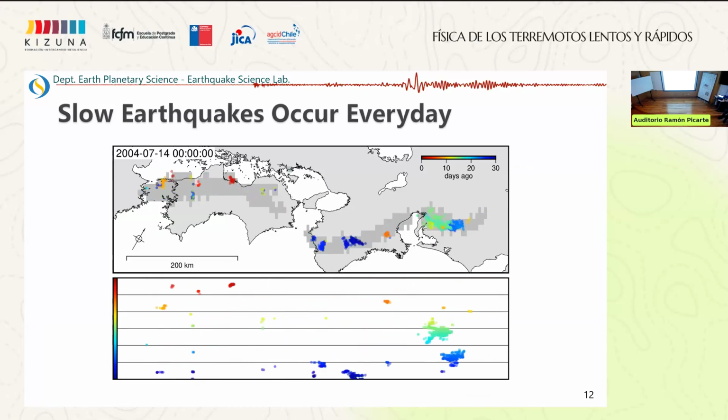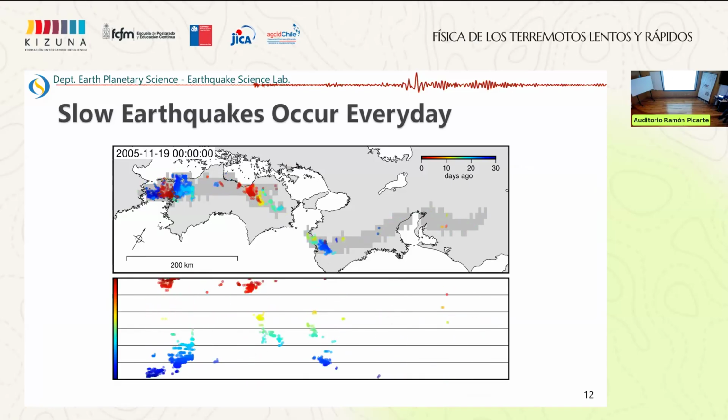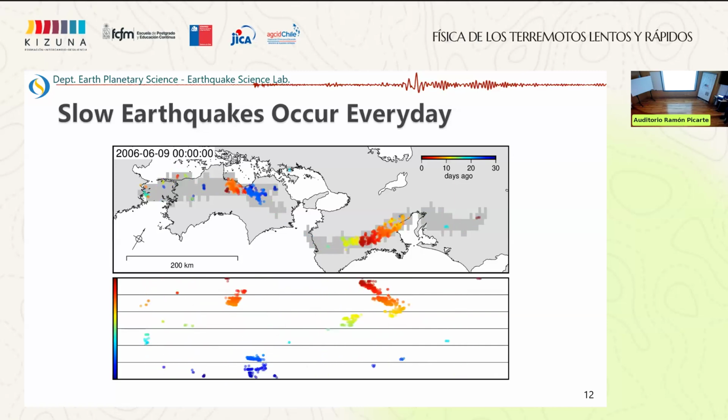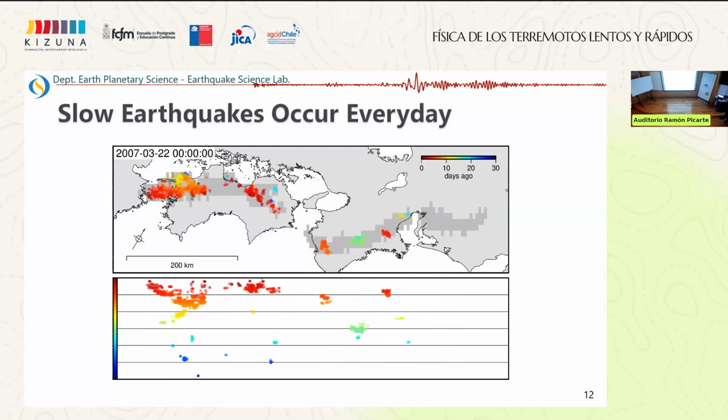So this is the result of monitoring tremor occurring in this area. This movie shows the location of tremor. When tremor occurs, it is shown in red, and it changes to blue and disappears. So you can see tremor occur, and this is a temporary flowing plot, and it shows 30 days corresponding to this color.